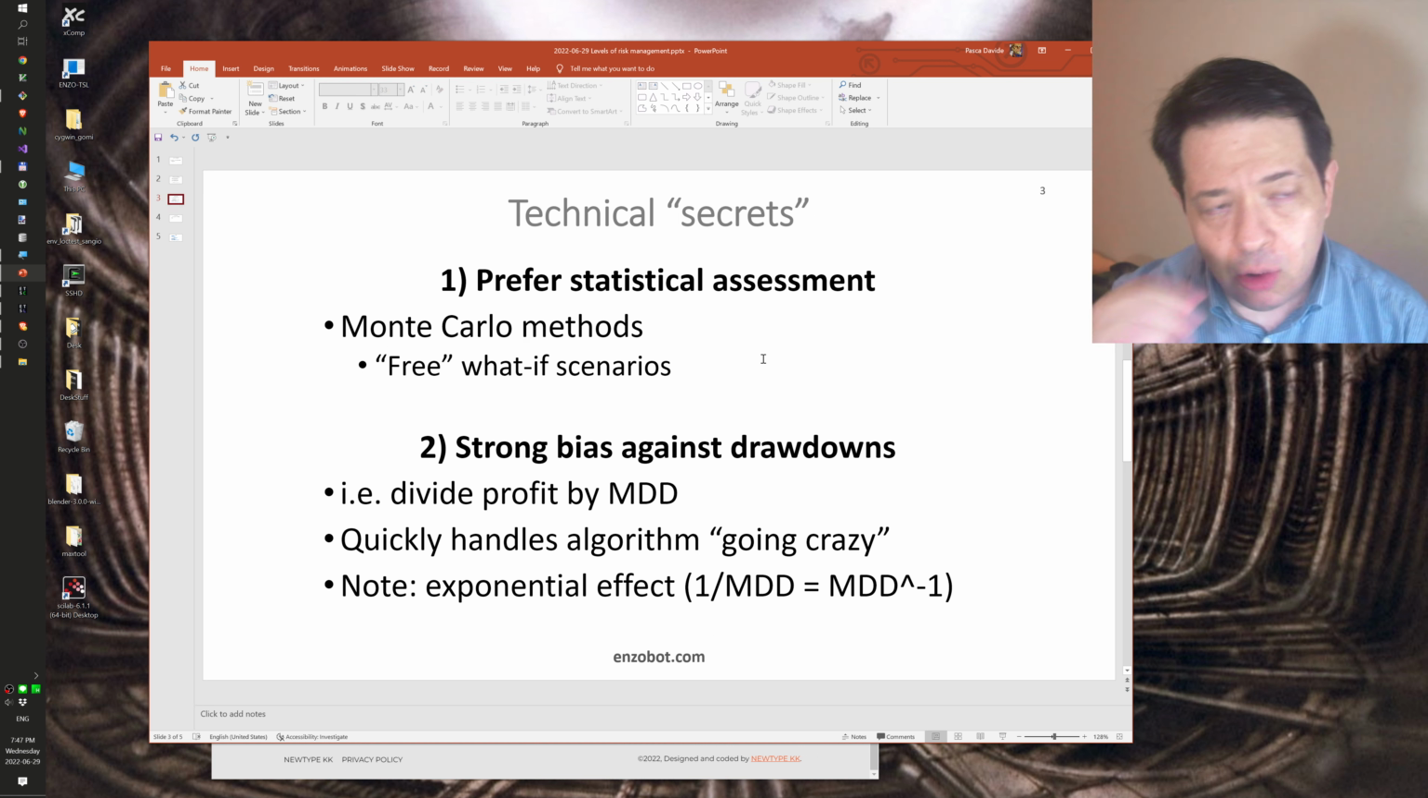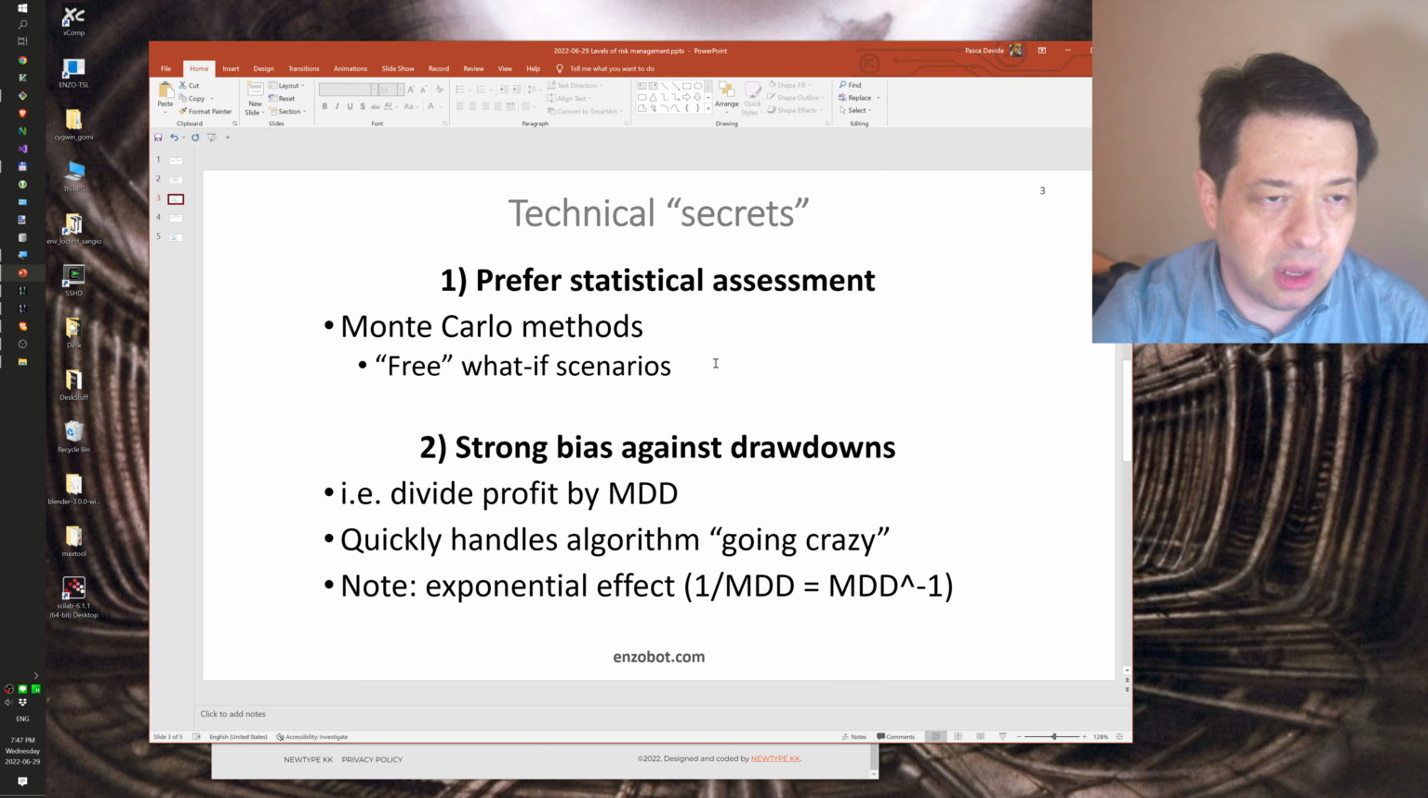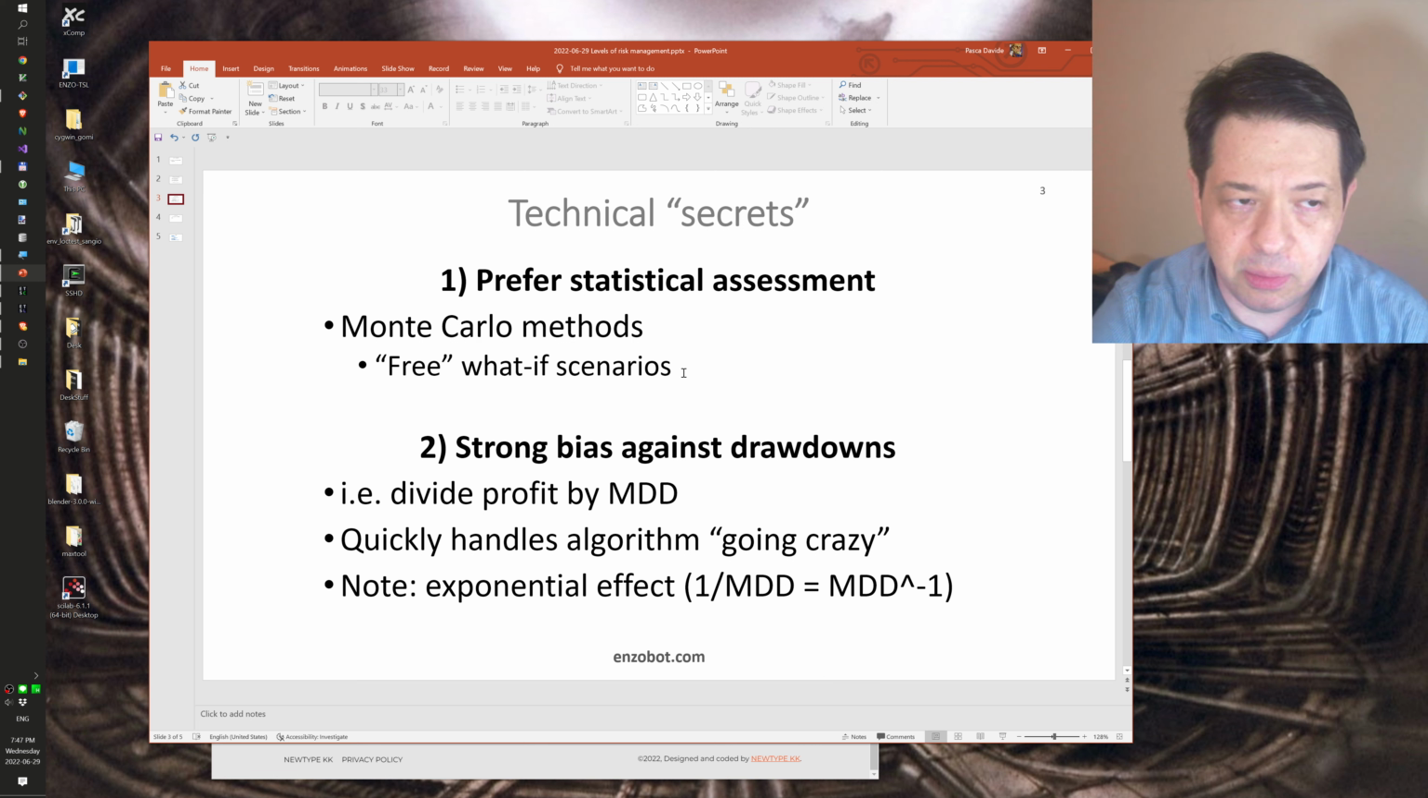So whenever possible, perhaps use Monte Carlo methods, meaning that it's basically a quick way to have what-if scenarios. So it allows you, again, if you have a calculator that can test things thousands, hundreds of thousands, millions of times, you can only get benefit from a Monte Carlo approach.